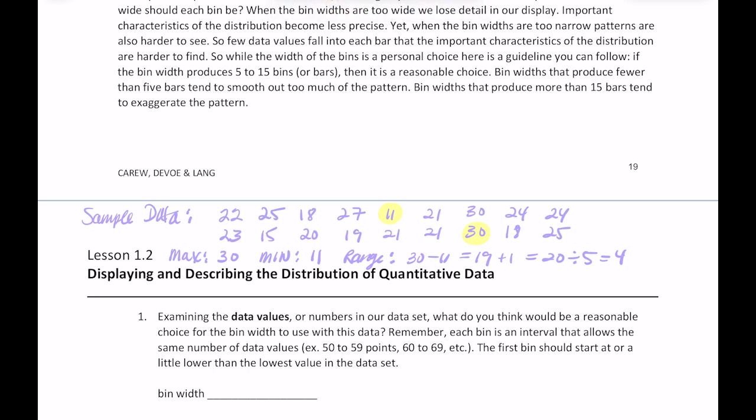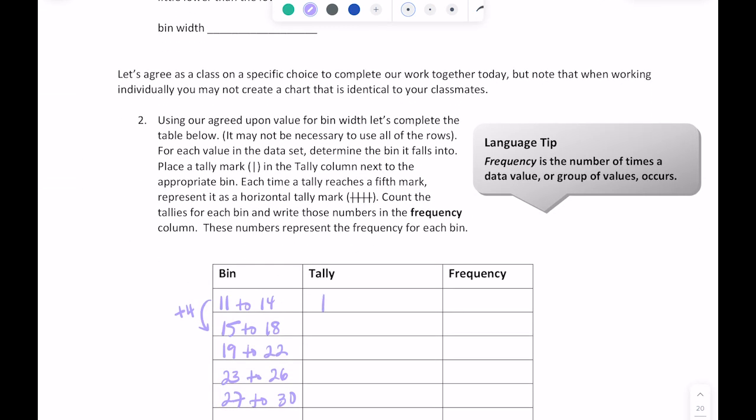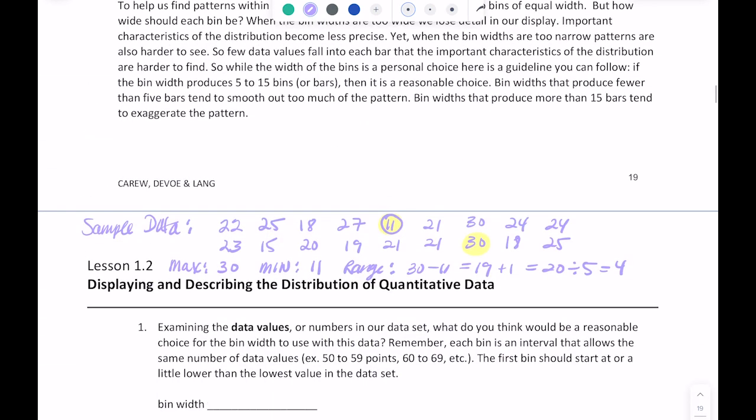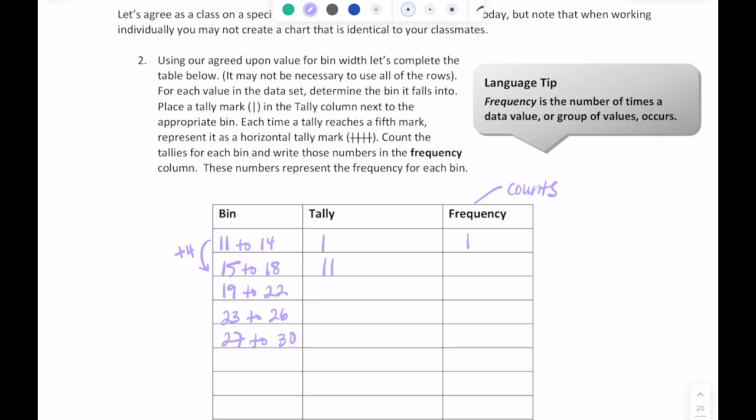So if I come back up here and figure this out, I can just circle them. 11 to 14, I've got one number there, and it looks like that's it for the 11 to 14 group. So you would have one tally mark, and frequency, remember, just means counts. So if I count the tally marks, there's just one tally mark there. For 15 to 18, now I'm going to go through and count anywhere that's a 15 to an 18. So I see 1, 2, 3. Okay, so I'm going to put a 3 here. There's 3 marks, and the frequency would be 3.